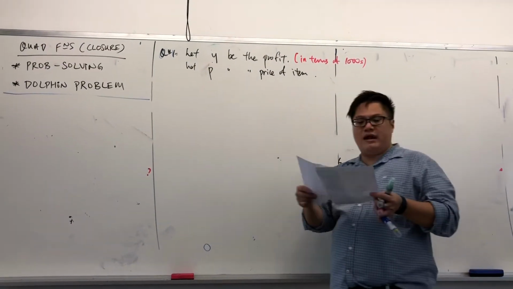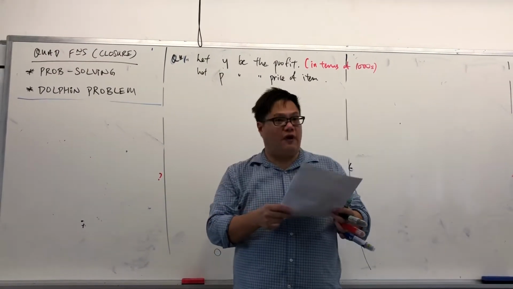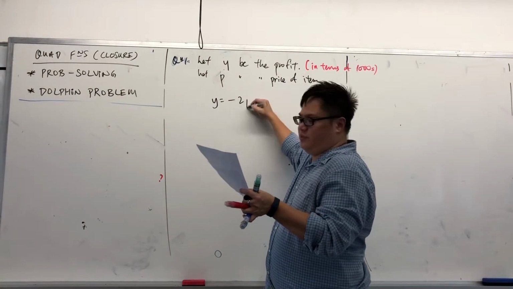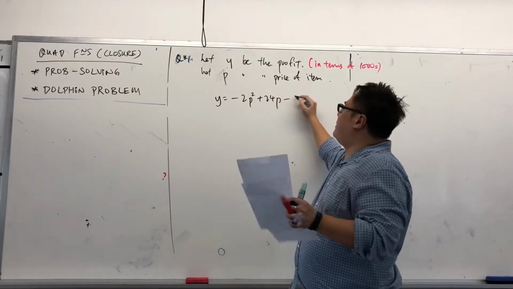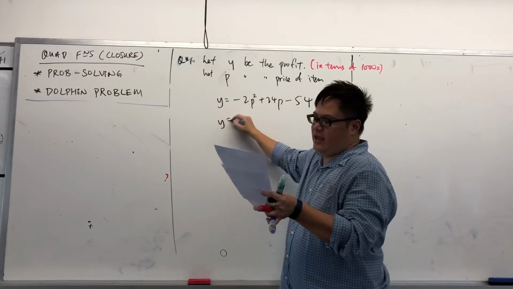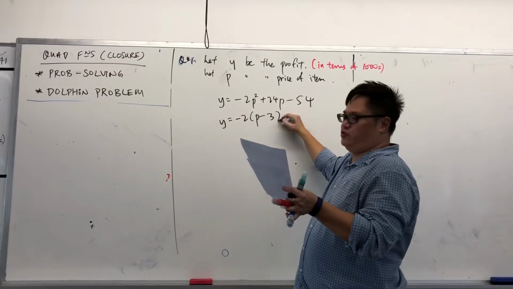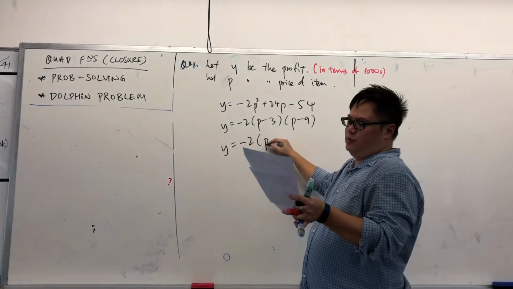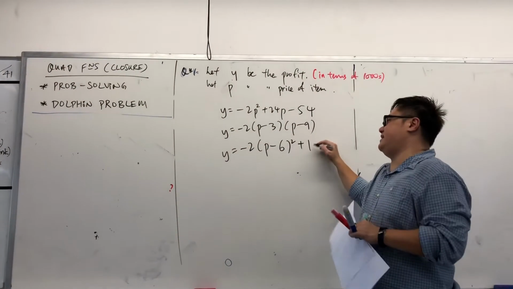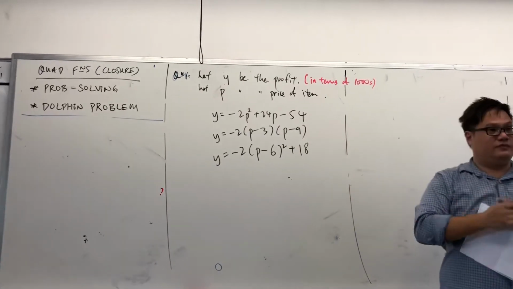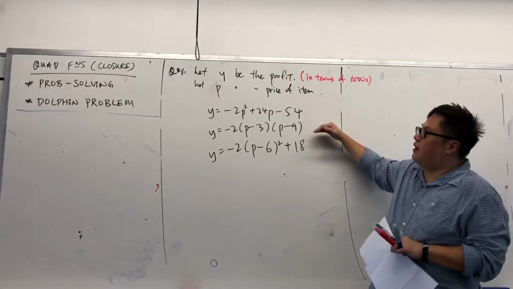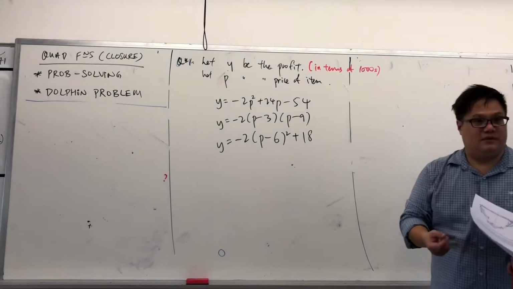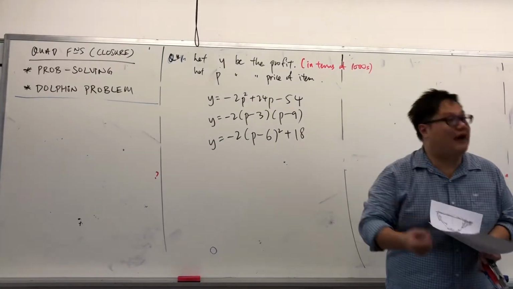So I want everybody to take a look at these three forms. We have Y equals to negative 2p squared plus 24p minus 54. We have Y equals to minus 2, p minus 3, p minus 9. We also have Y equals to negative 2, p minus 6 bracket square, plus 18. All three forms, the question tells you they are equivalent. Means they are exactly the same function.